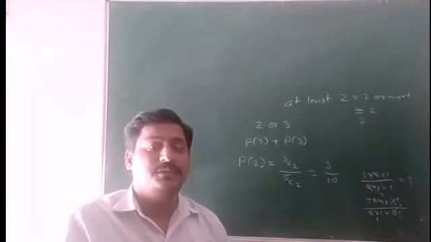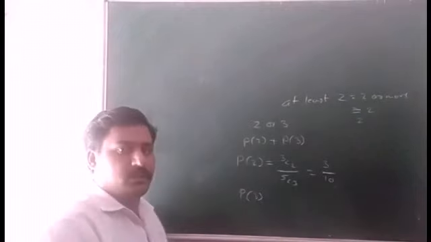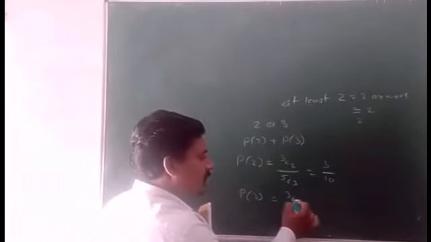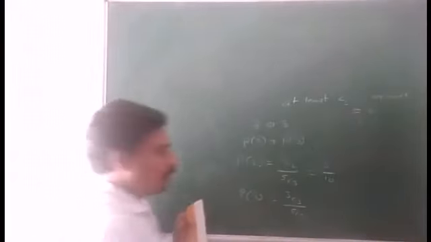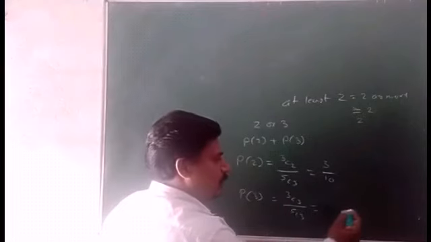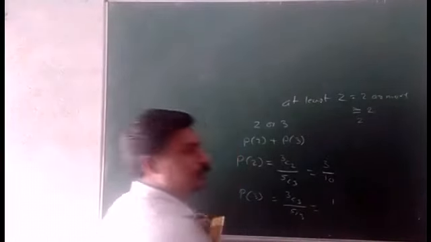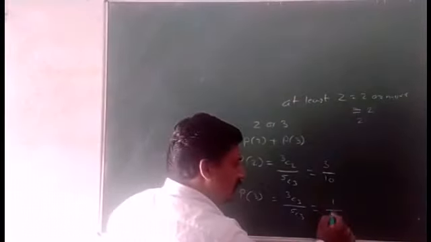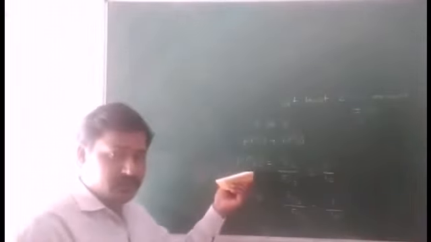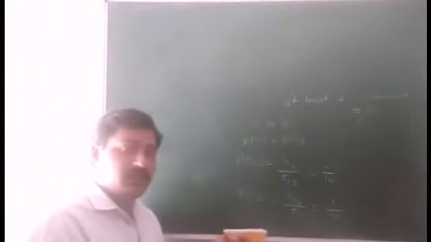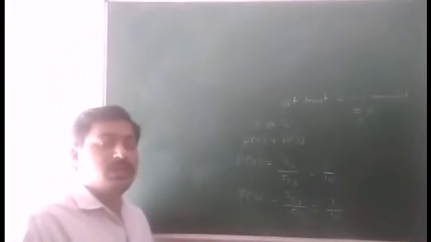Now the probability of selecting 3 female doctors. That is 3C3 divided by 5C3. 3C3 is 1, divided by 5C3, which is 10. So the probability of selecting 2 female lecturers is 3 by 10, and the probability of selecting 3 female doctoral lecturers is 1 by 10. Now the question is at least 2.